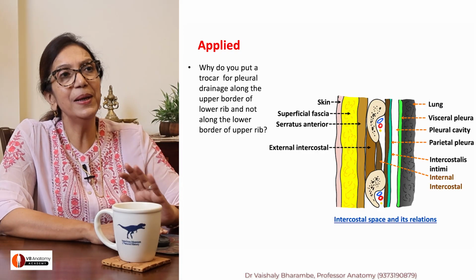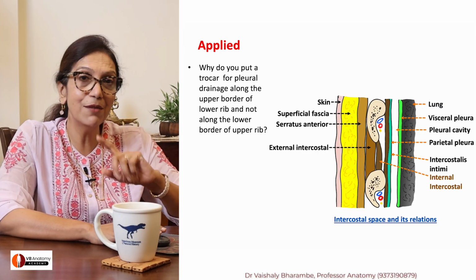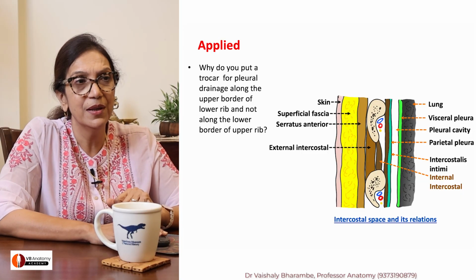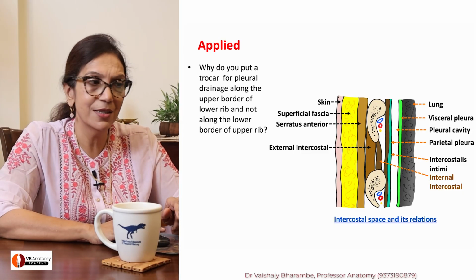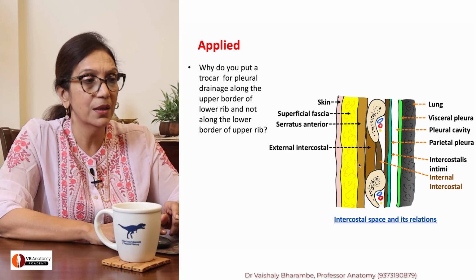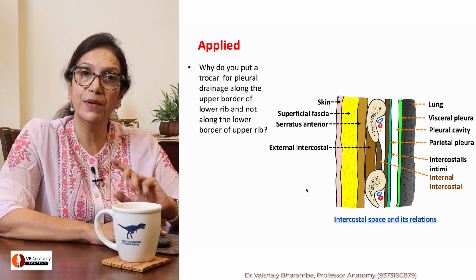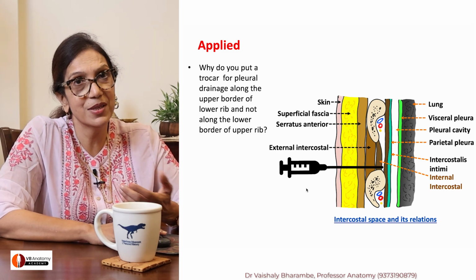So with this we completed the intercostal space and the muscles there. We still have to discuss nerves, arteries and veins, but I have a question for you. Were you to put in a trocar or a needle into the patient's chest, would you put it along the lower border of the upper rib or the upper border of the lower rib? Upper border of lower rib, of course.